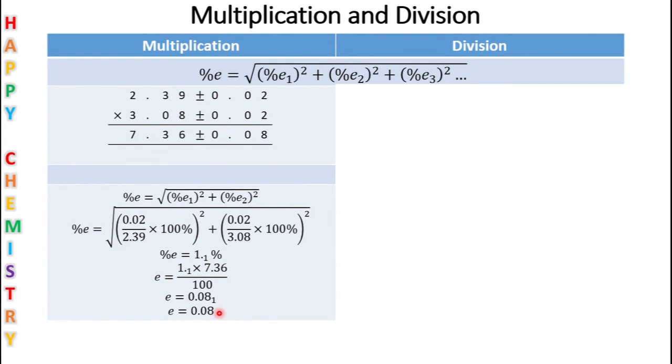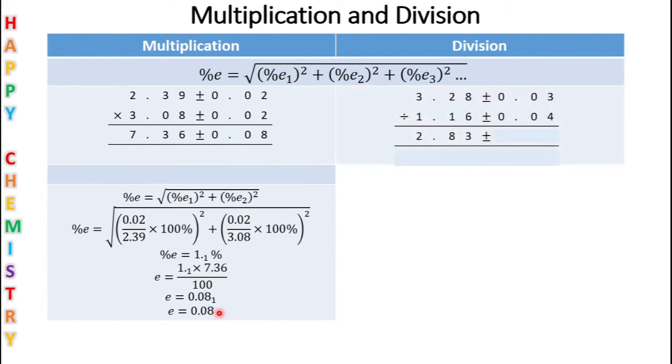Now we will look at an example for division. 3.28 with absolute uncertainty 0.03 is divided by 1.16 with absolute uncertainty 0.04. The arithmetic answer is 2.82758 and so on. In the arithmetic part, both numbers have 3 significant figures. Therefore, the answer should be kept with 3 significant figures. That means the arithmetic answer is 2.83.